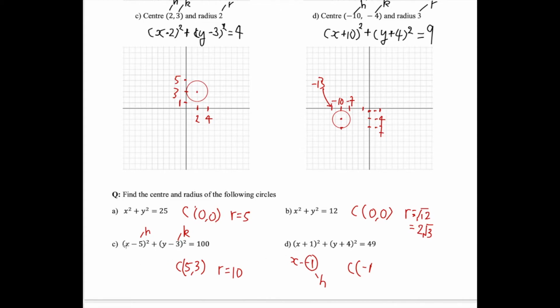So that's another way to think about it. What value do I have to substitute for x in order for this to become 0? In order for this expression to be 0, x has to be 5. So then the center is 5. Right? To me, that's an easier way. So you can substitute x equals minus 1 here, and you can substitute y equals minus 4 here, in order for these expressions to be 0. So the center is minus 1 and minus 4. And the radius is equal to the square root of 49, which is 7. Right, so hopefully that makes sense.